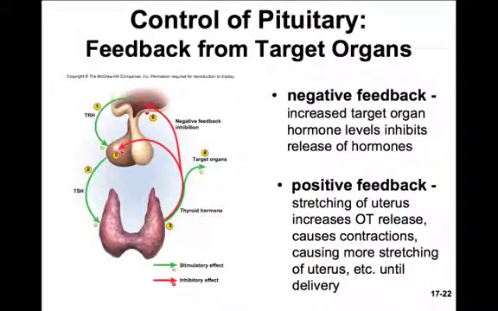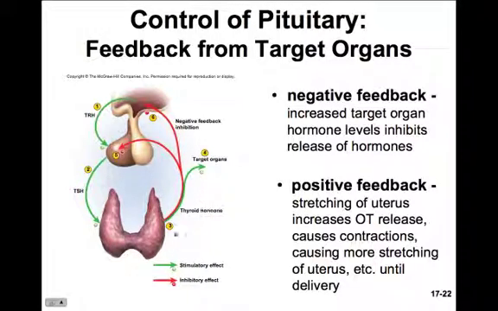Here's an example of the feedback control we might see on the pituitary from some of the target organs. TRH has stimulated the anterior pituitary to produce TSH. The TSH stimulates the thyroid gland to produce thyroid hormone. The thyroid hormone goes off and has its effect on a variety of target organs. However, it also goes to feedback on the hypothalamus and the anterior pituitary to let it know that yes, indeed, there's plenty of thyroid hormone.